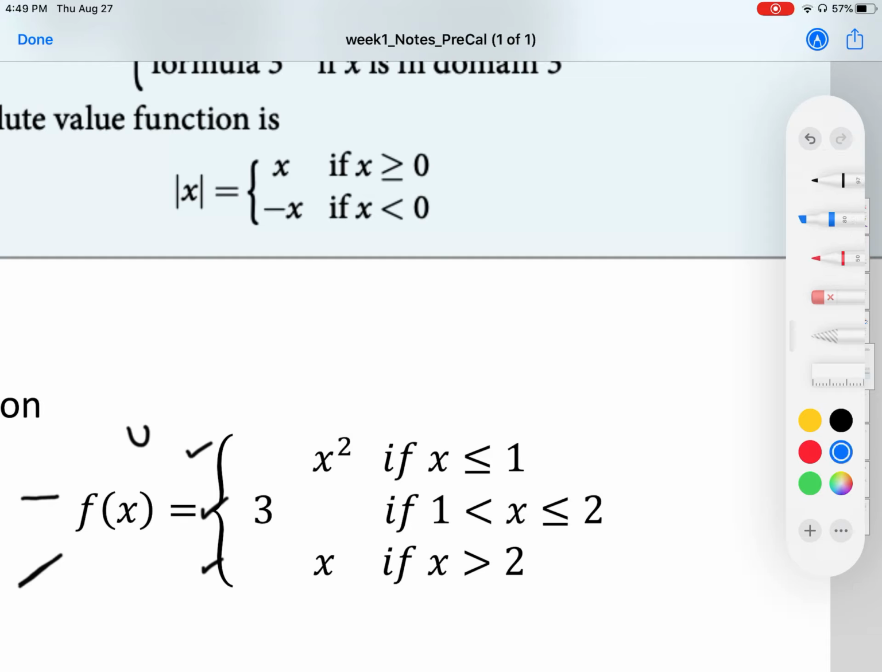And within each of these three different graphs, we have restrictions. So for the parabola, my x values, I only want them starting at 1 to the negative side. So x is less than or equal to 1. For my 3, I only want it between 1 and 2. And for my line x, I only want it when x is greater than 2, so starting at 2 and bigger values for x.